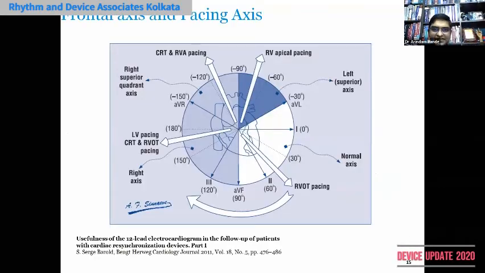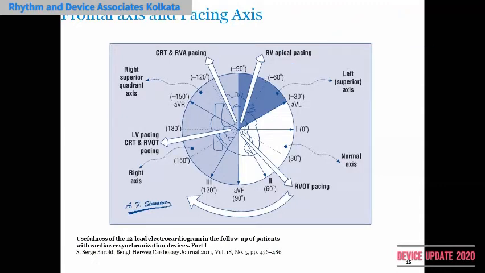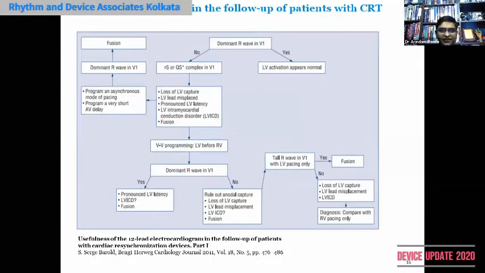Now, frontal axis and pacing axis: from looking at the 12-lead ECG, we can understand how much the LV component as well as the RV component is taking part in creating the fusion. For example, with a normal axis, we all know that if there is proper LV pacing only, or a similar thing happens in RVOT pacing as well, the mean QRS axis will shift towards the right side. Similarly, with RV pacing, it will shift to the upper portion. This is the area where RV apical pacing electrical axis happens. So just by looking at the 12-lead ECG, we can understand. Now, this is a very important slide.